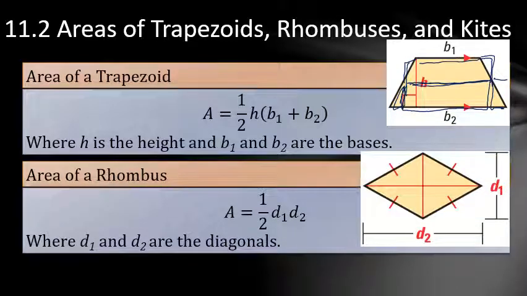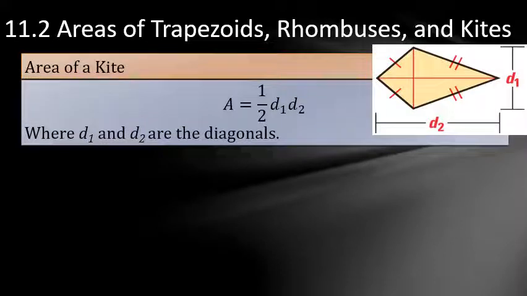Area of a rhombus is 1/2 d1 times d2. If I take this triangle and put it up there, and this triangle and put it up there, we have a rectangle whose base is d2 and whose height is 1/2 of d1. So it's 1/2 d1 times d2. d1 and d2 are the diagonals. Likewise, the area of a kite is the same thing as a rhombus. Area is 1/2 d1 times d2, where they're the diagonals.